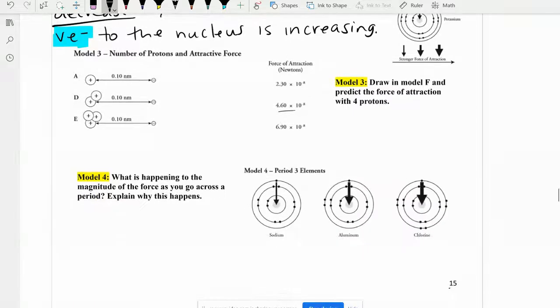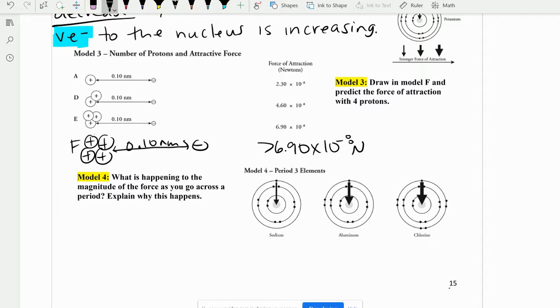All right, model 3. Now it's asking for you to draw in a fourth model that we call model F, and predict the force of attraction if you were to have an image with 4 protons with only one anion on the other side. You can also see they give you a force associated with each image too. So predict what you think the force would be. Pause me, you try first, come back and check your answer.